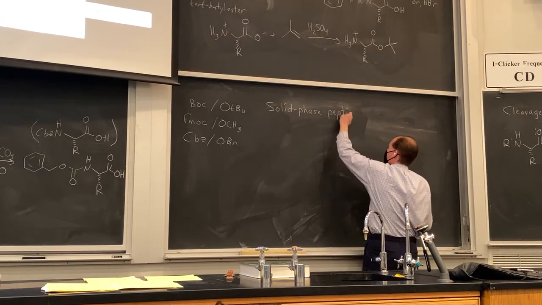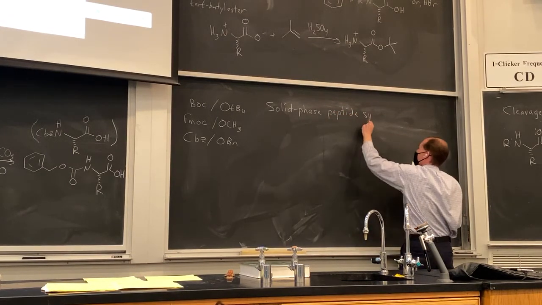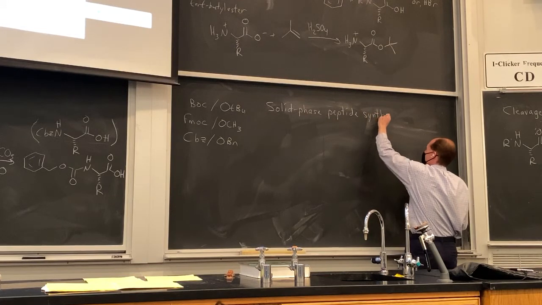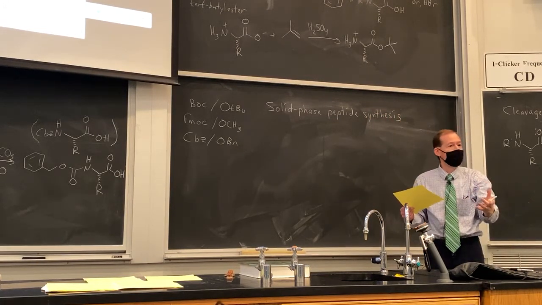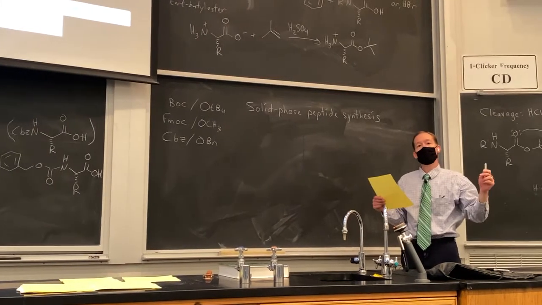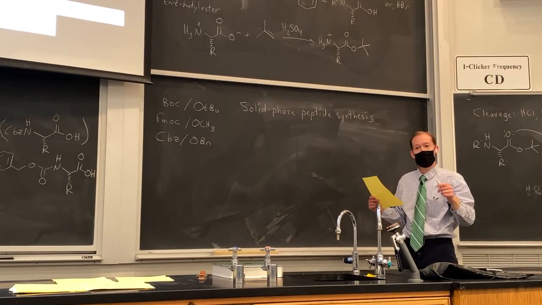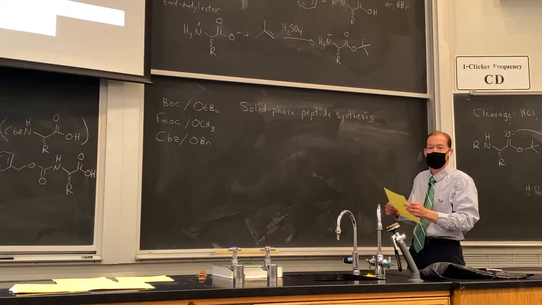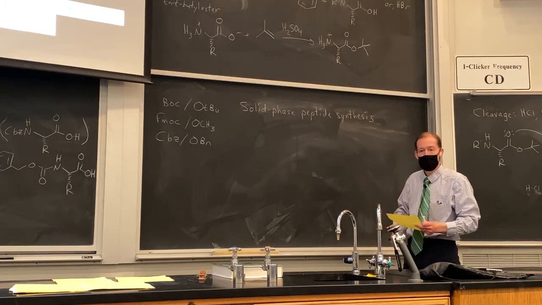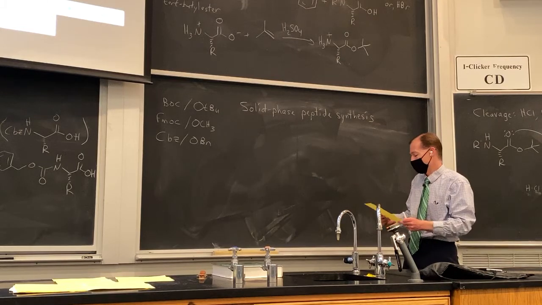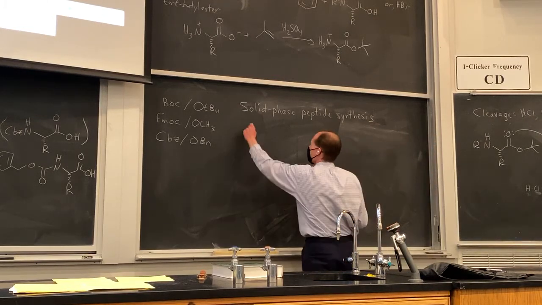In solid phase peptide synthesis, we attach our C-terminal amino acid to an insoluble polymer, and then we attach the other amino acids in a stepwise fashion, step by step to the chain, with deprotections involved, of course. And then we cleave the peptide from that resin at the end of the process.